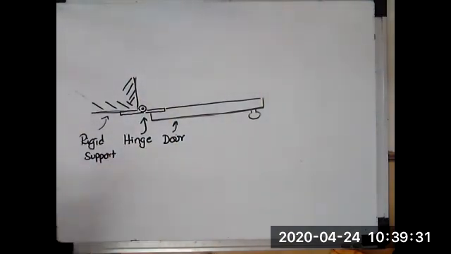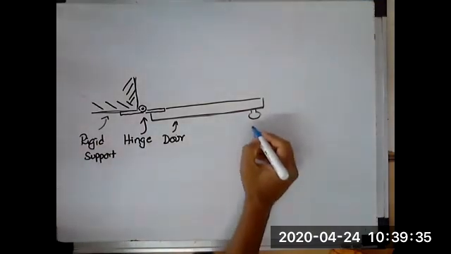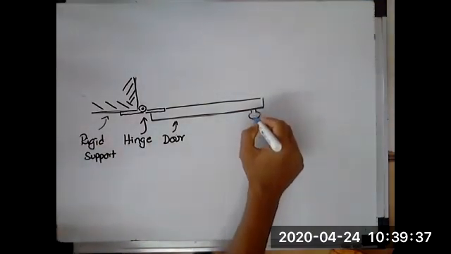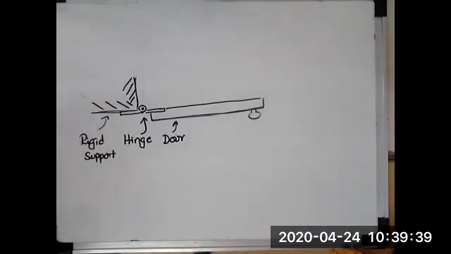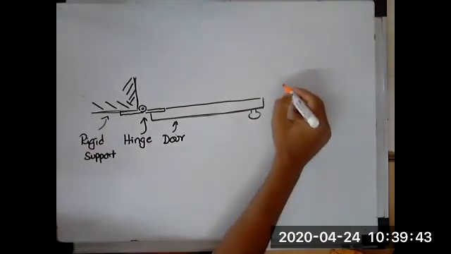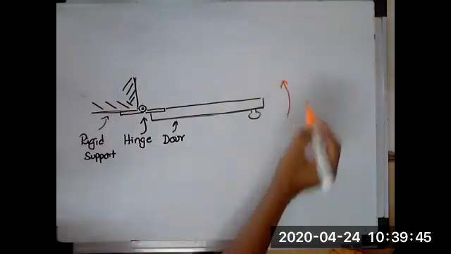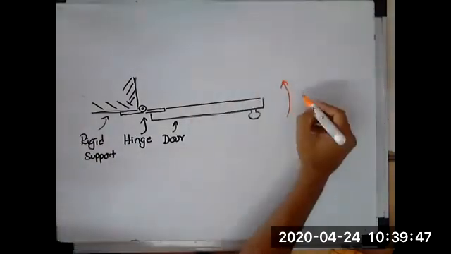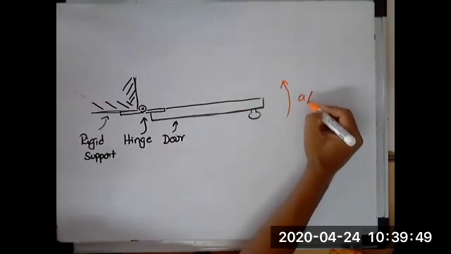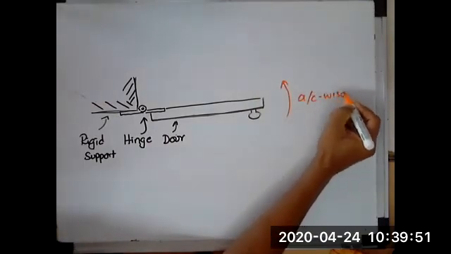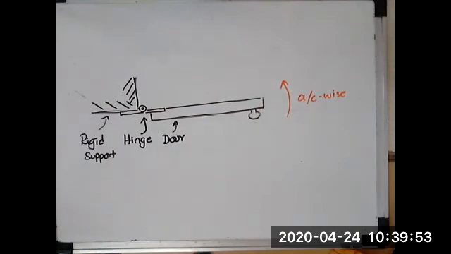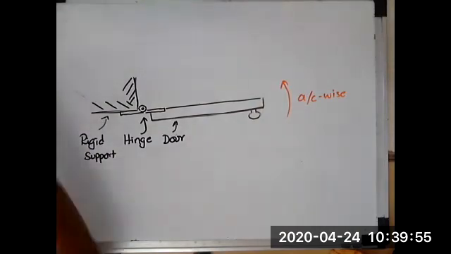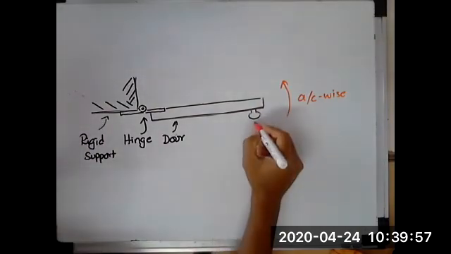So if you want to open or close the door, you apply a force in this direction. Let's say you want to open the door in this direction, which will be anti-clockwise. Then you apply a force in this direction.